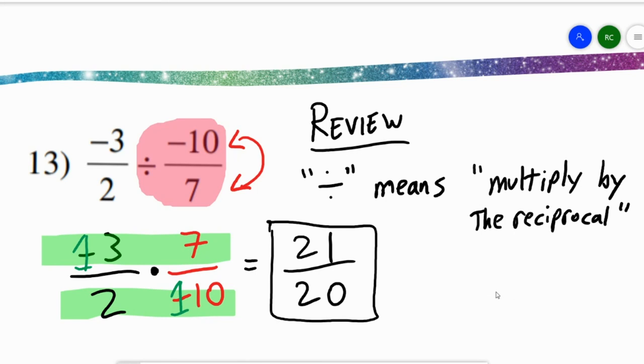So as you can see, these division problems really aren't any more complicated than the multiplication problems. You just have to make sure you are flipping over the right fraction. You want to flip over the one that is doing the dividing, right? This negative 3 over 2 is being divided. This negative 10 over 7 is the one doing the dividing. That's the one that you flip.